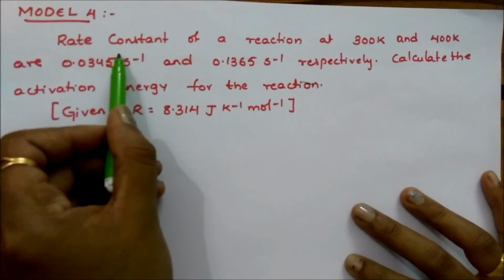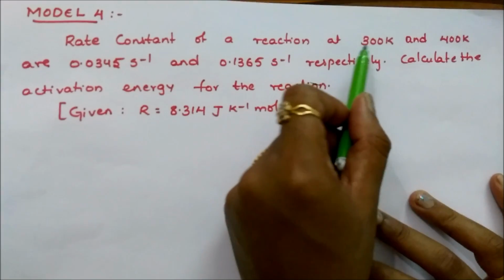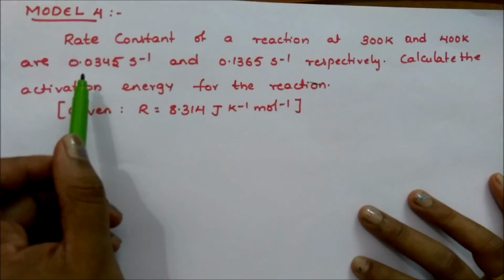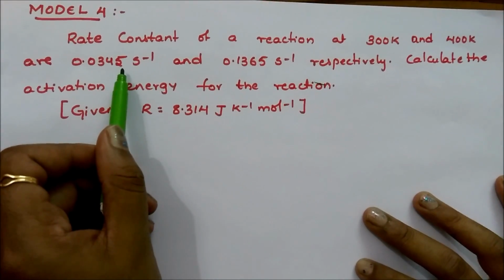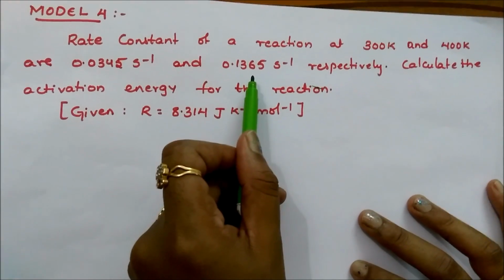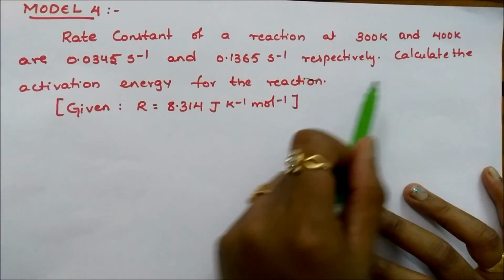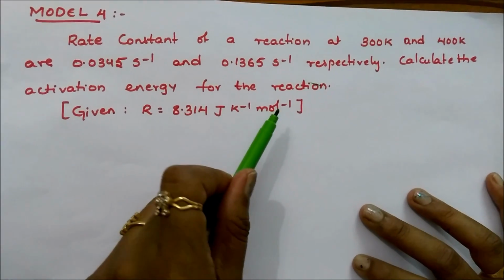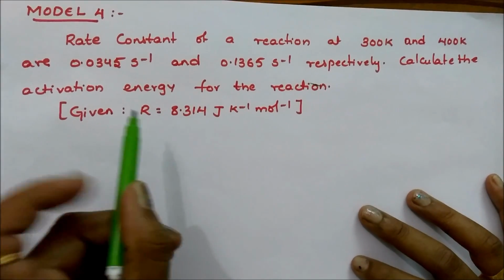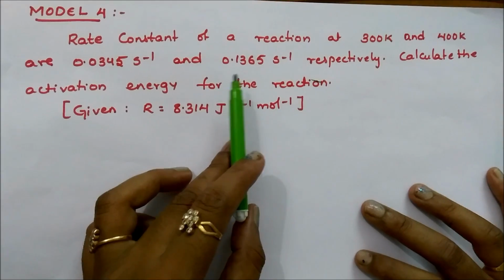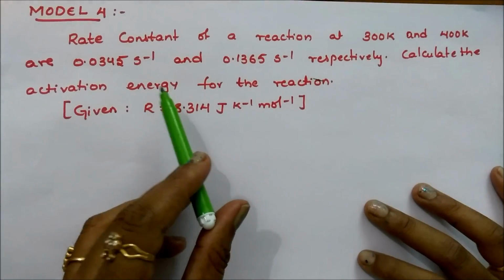Model 4. Rate constants of a reaction at 300 K and 400 K are 0.0345 per second and 0.1365 respectively. Calculate the activation energy for the reaction. R is given in the question and the rate constants are also given. They are asking you to find the activation energy.